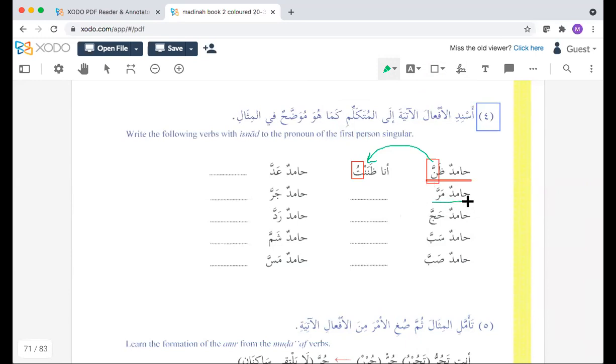Hamidun marra. Here you have to do the same. So what is it going to be? Can anyone tell me? It's going to be ana. You change Hamidun to ana. Can anyone take the mic and give a contribution of what that should sound like?